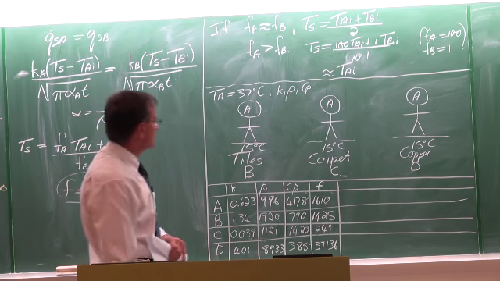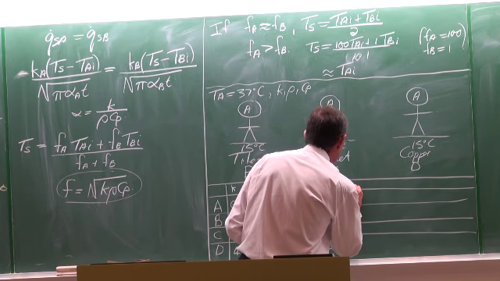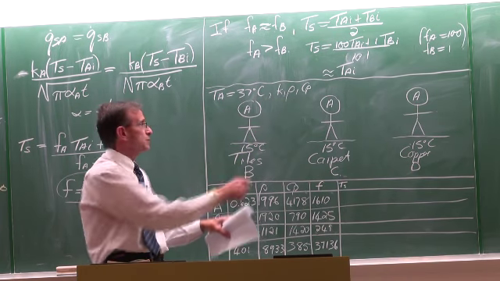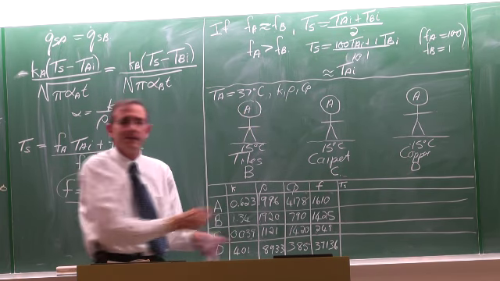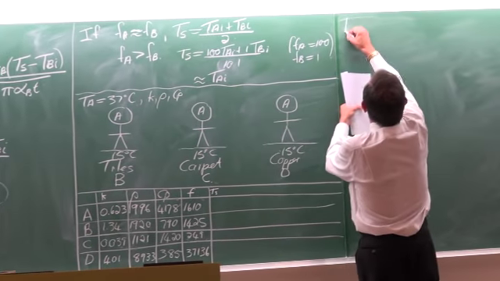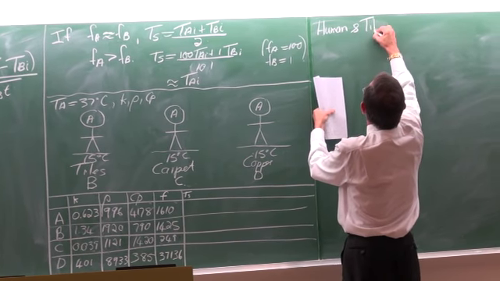Now let's go and calculate the surface temperatures for these three cases. The first case is between the human flesh and the tiles, the body and the tile.